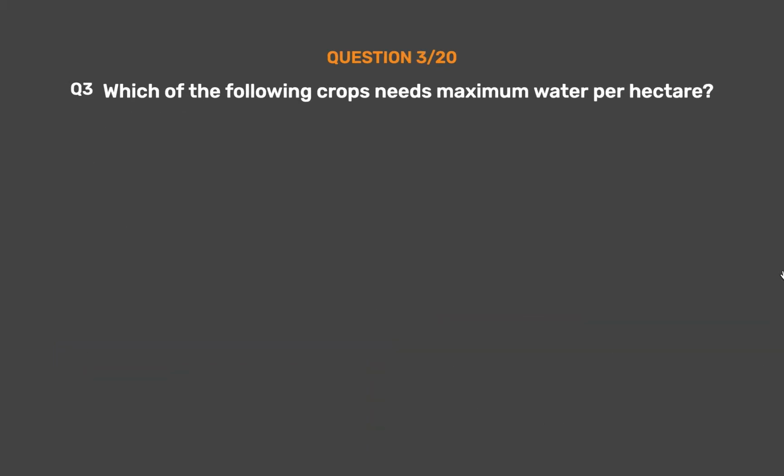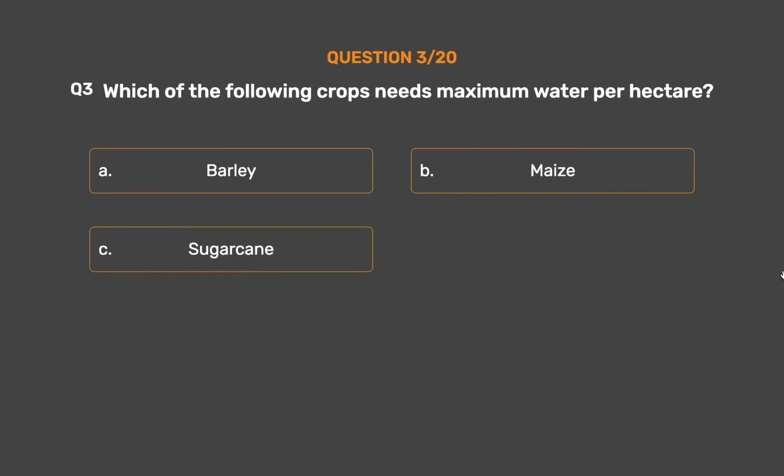Which of the following crops needs maximum water per hectare? Option A. Barley. Option B. Maize. Option C. Sugarcane. Option D. Wheat.